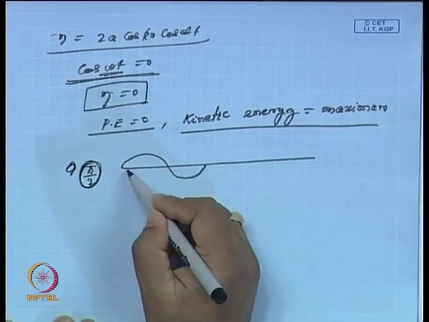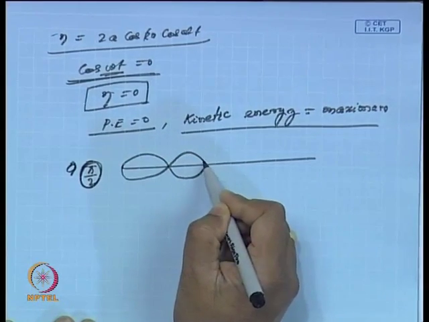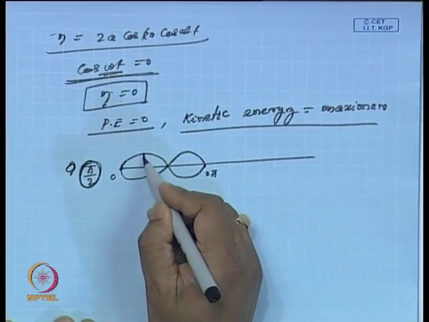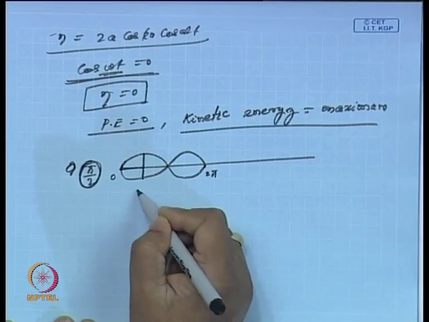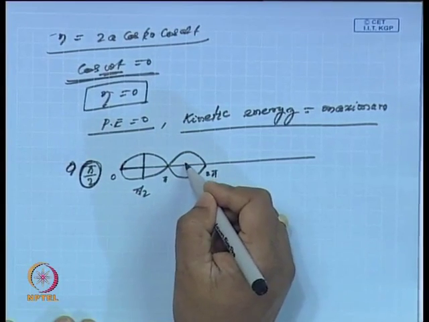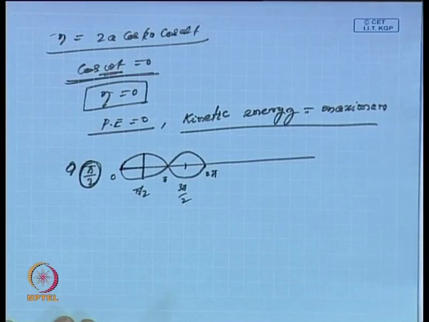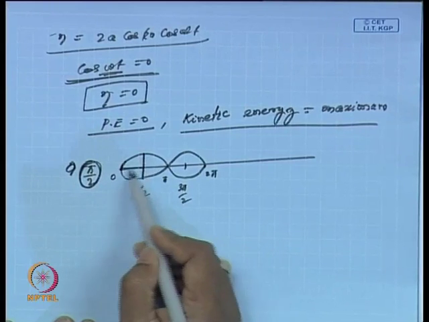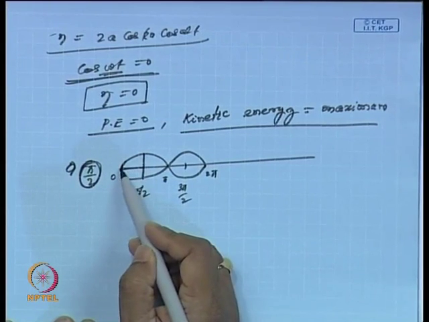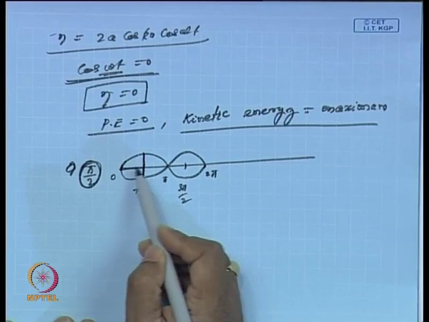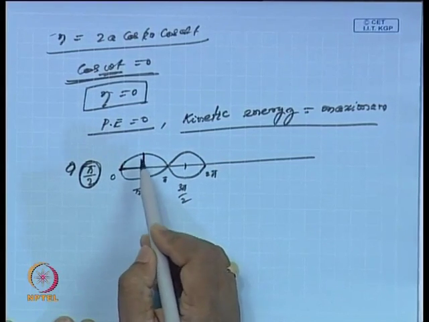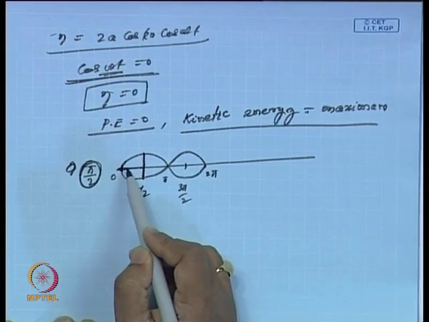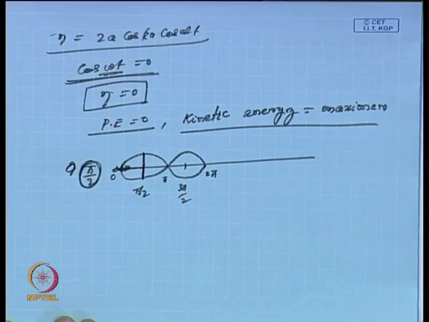If you look at the standing wave pattern, the total is 0 to 2 pi. At a basic interval of pi by 2, this is 0, this is pi by 2, this is pi, this is 3 pi by 2. So at every interval of pi by 2, eta is changing. If eta starts from here, at the interval of pi by 2 it will reach here, and if this is the total energy, eta is 0 at this point, which means potential energy is 0 here, and the total energy is always in this way.